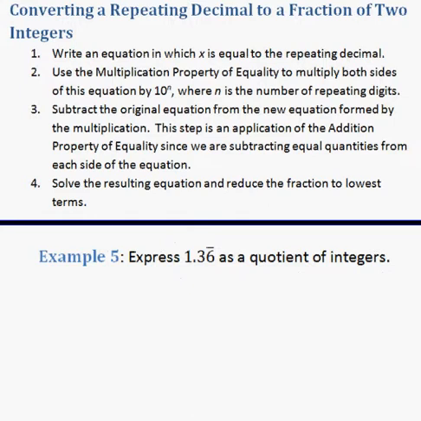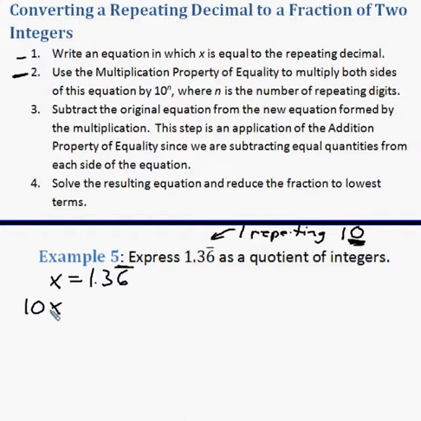So it says, remember we're going to start with the first step, write an equation in which x is equal to the repeating decimal. So I'm going to write x is equal to 1.36 repeating. So it's a little different, only the 6 is repeating. I'm going to go ahead and use the multiplication property of equality and multiply both sides by 10. I'm multiplying by 10 because there is one repeating digit. So I multiply by 10 because it has one 0. Multiplying by 10 would give 10x equals 10 times this.